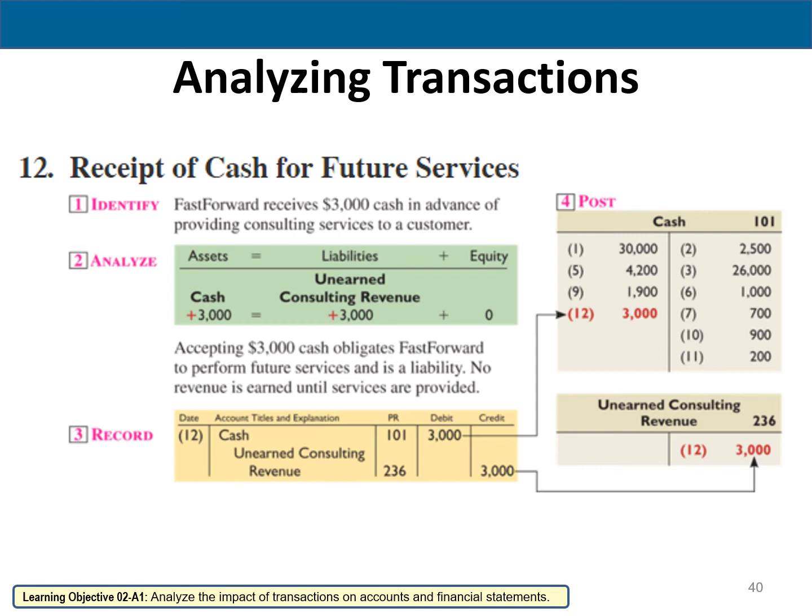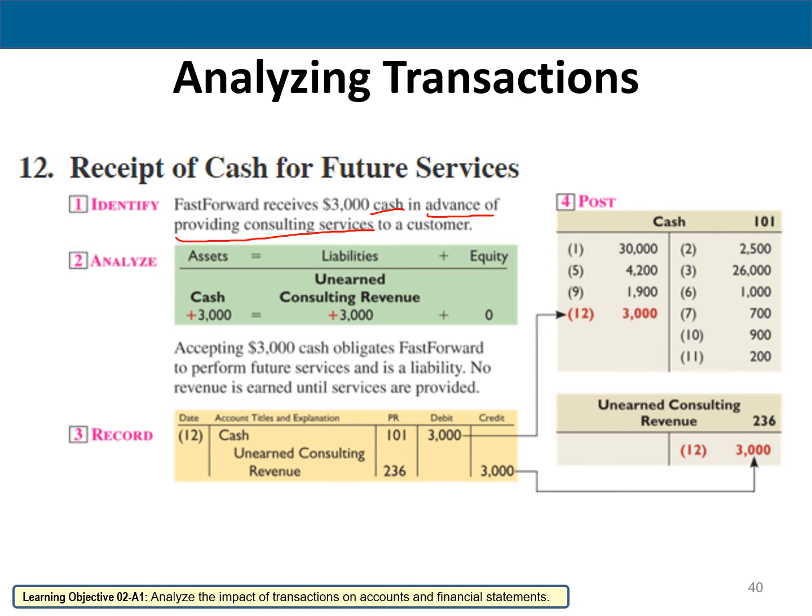All right, in transaction 12, we receive cash for future services. So Fast Forward receives $3,000 cash in advance of providing consulting services to the customer. And so what two accounts are affected? Cash and this advanced consulting services, right? Which is what we call unearned consulting revenue or unearned revenue. Anytime you see the term unearned, it always means it's a liability. Okay, that's another one of those key words.